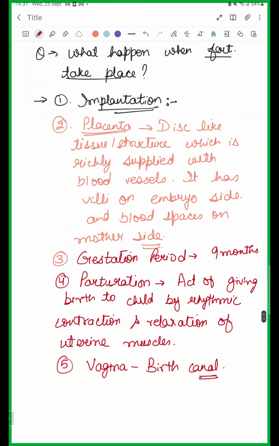What happens when fertilization takes place? We'll be starting from implantation till the birth of the child, parturition, vagina, everything. And on the placenta alone you will get 2-3 sentences, so that will make nearly 7 to 8 sentences in total. All right. We'll be explaining all this in detail, like I just explained it to you. Next, what happens when fertilization does not take place?